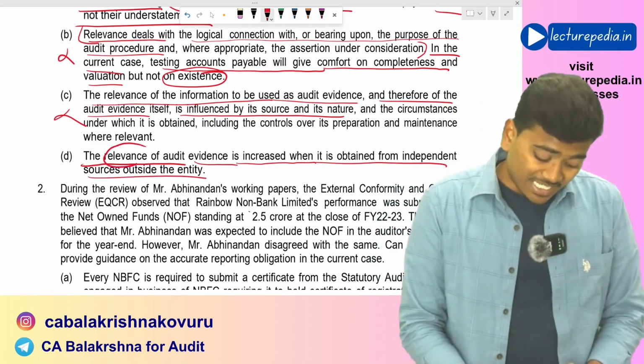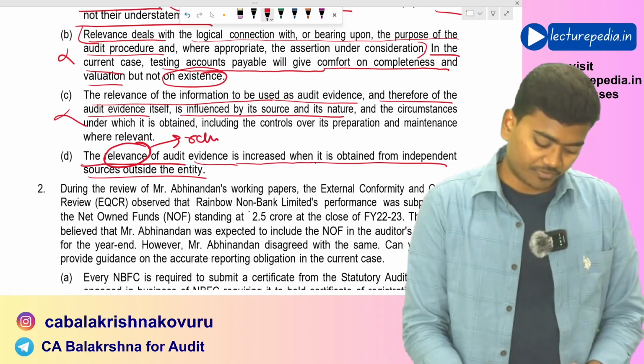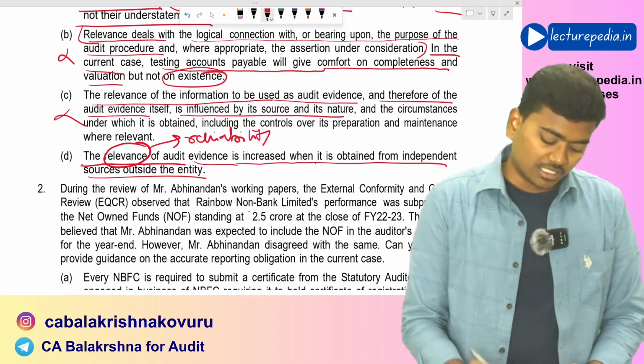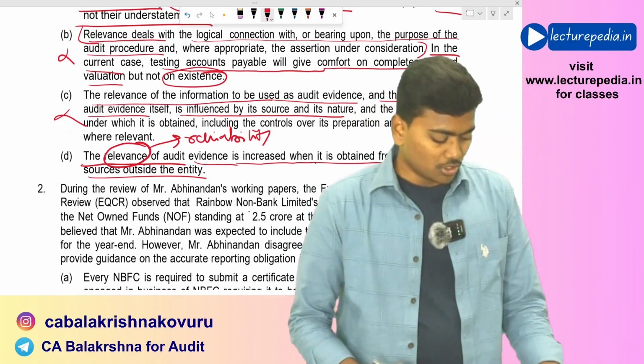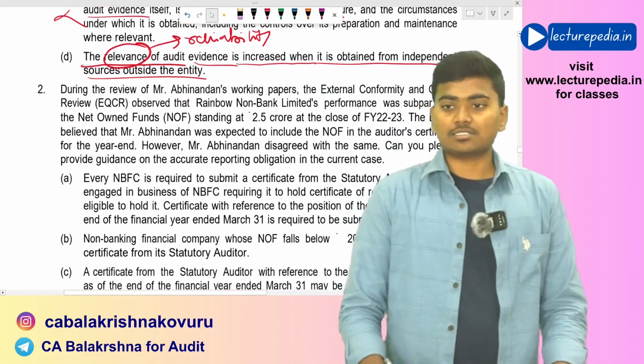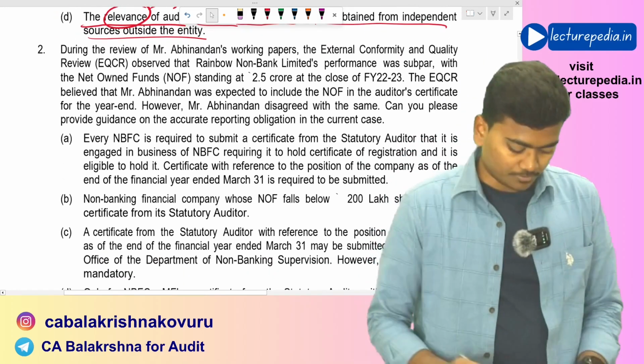No, the reliability, okay, here the reliability of the audit evidence will increase if it is obtained from an independent source. So option A will be the correct answer. Moving to the next MCQ.